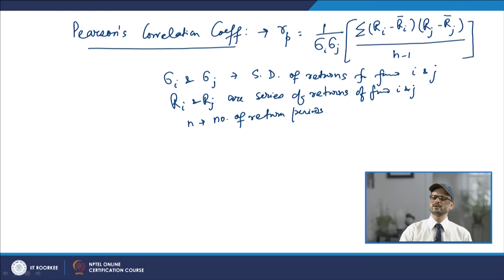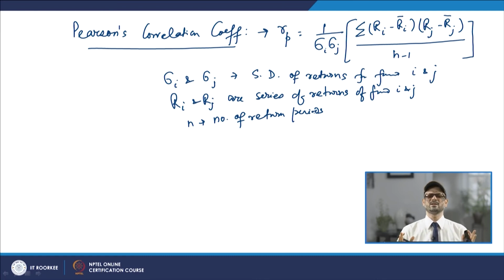So, you have 2 funds. For the 2 funds you will be calculating the standard deviation, and you are going to compute the value of the Pearson correlation coefficient. You also computed the correlation coefficient when we talked about random variables.